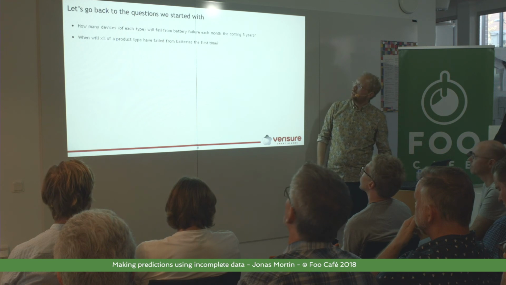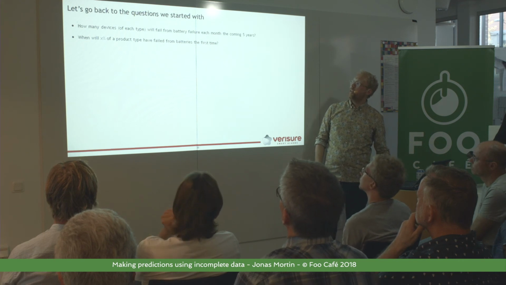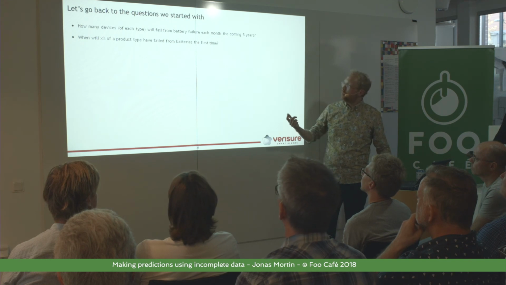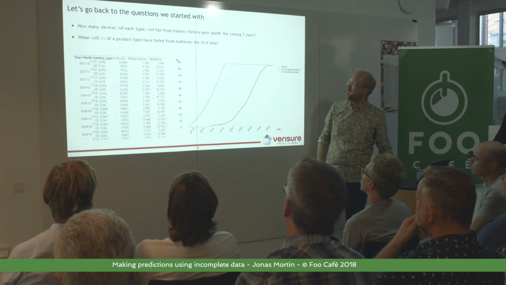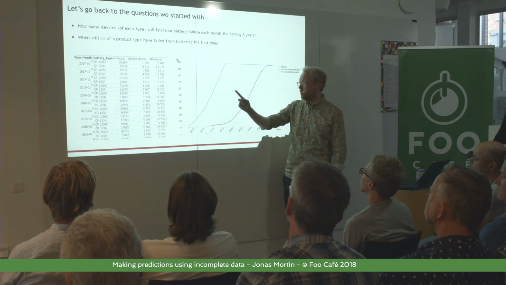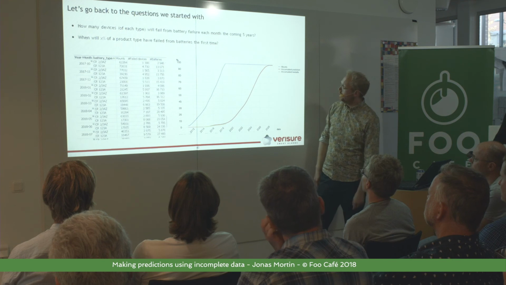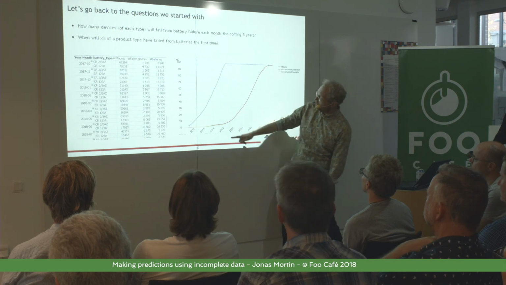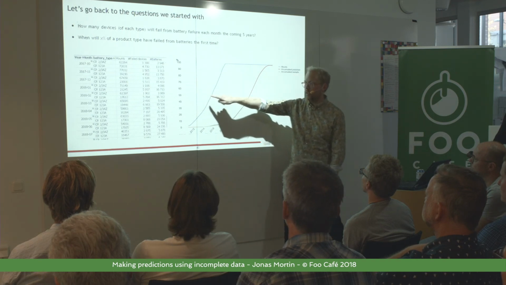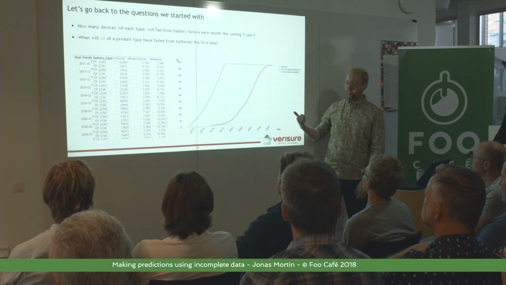Right. So let's go back to these initial questions that are what we want to go for. How many devices will fail from battery failure each month in the coming 5 years? And when will X% of a product have failed from batteries the first time? This one answers the first question or some derivative of it. It's actually the same information, but aggregated over time and then normalized with the total population. What you get is you can say, okay, at roughly 2023, half of them will have died. This doesn't make much sense in itself, but if you compare different products, it will.